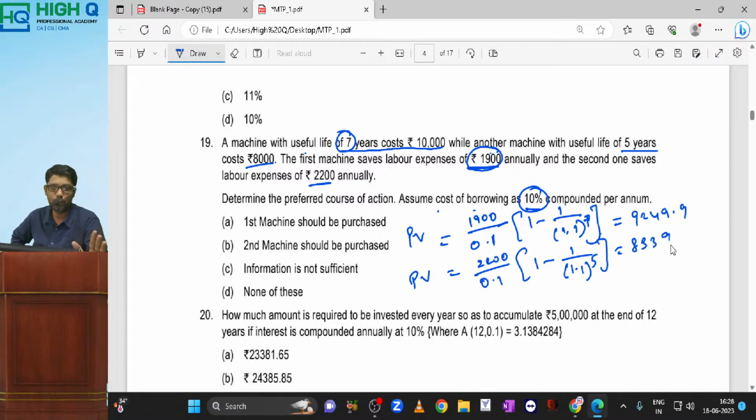It is more than 8,000. That means machine cost is 8,000, but saving is 8,339. That means I should go for machine B only. So therefore, second machine should be purchased. First machine, definitely it's a loss. Second machine should be purchased.